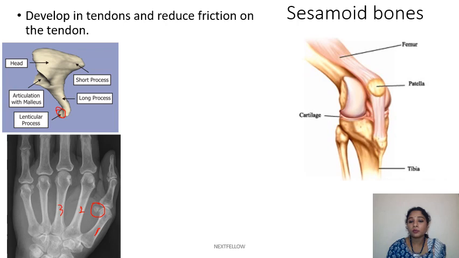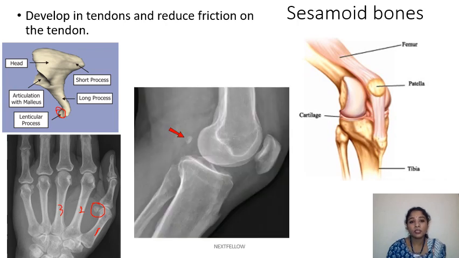And these sesamoid bones are also appreciated in the wrist. In the wrist, usually it is the pisiform bone, which is a carpal bone. Here I will show the pisiform bone. That is also considered a sesamoid bone, which is present within the tendon of flexor carpi ulnaris muscle, and usually it develops at the age of 9 to 12 years.